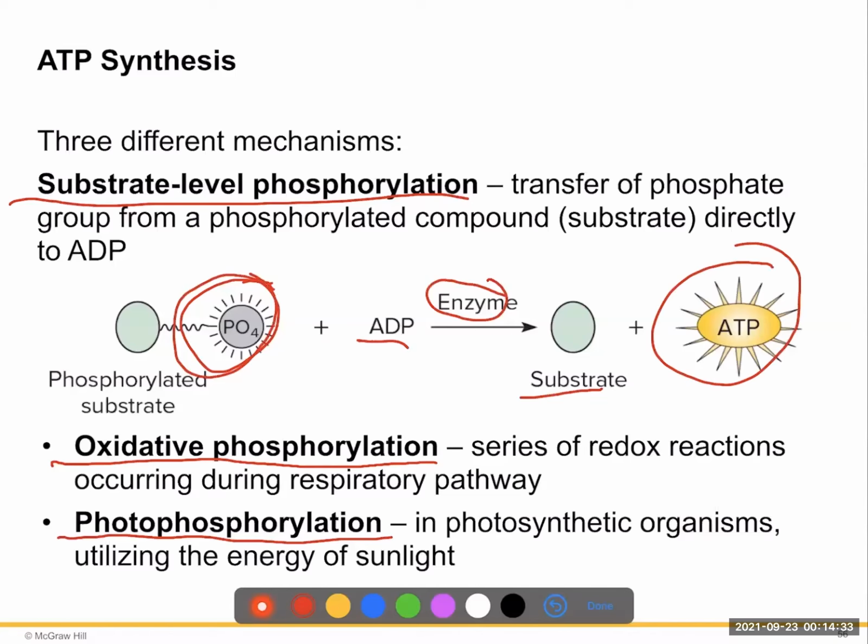Oxidative phosphorylation is redox reactions during a respiratory pathway, what occurs during your electron transport chain and when we mix oxygen into the pathway. And photophosphorylation is photosynthesis, utilizing the energy of sunlight to produce ATP. We can produce this during oxidative phosphorylation, in which we break down glucose with oxygen to produce ATP, I'm sorry, for energy. We can get it from plants, or we can do a substrate level phosphorylation. Another high energy substrate has a high energy phosphate bond on it and transfers it to ADP.